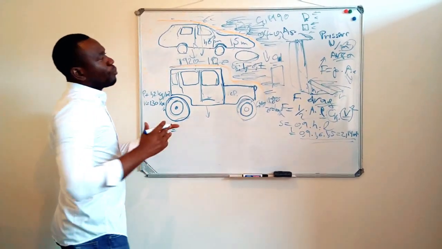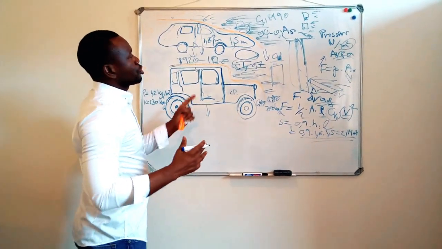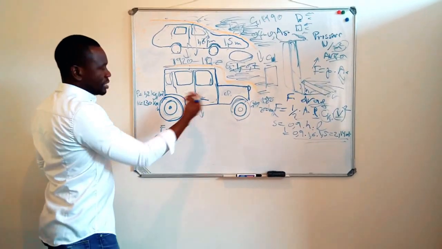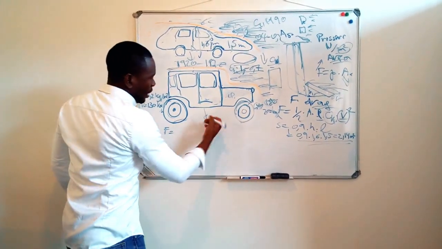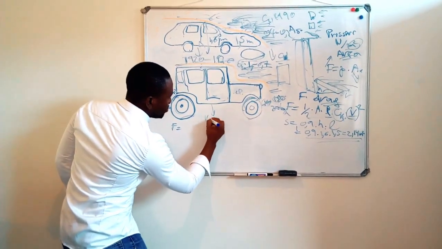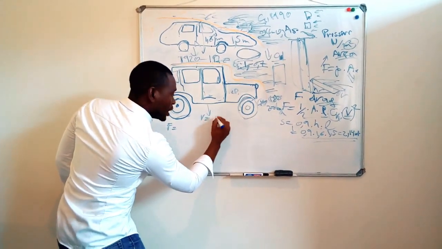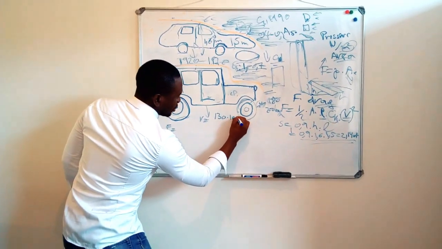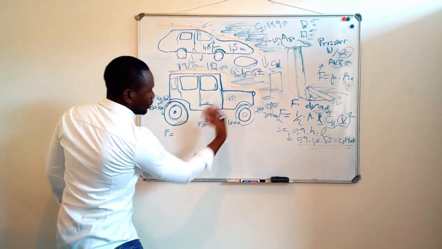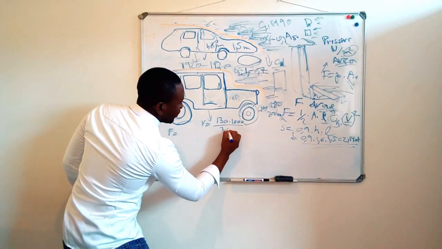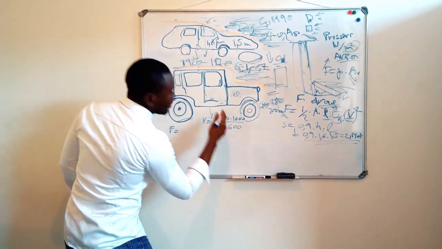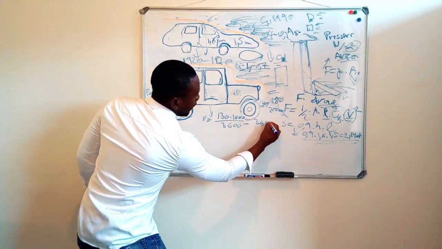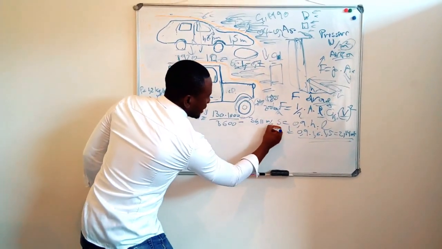In comparison to the air, their speed is 130 kilometers per hour. We all know that speed is given in meters per second, which means 130 multiplied by 1,000 to make it meters, divided by 3,600, and this gives me 36.11 meters per second.